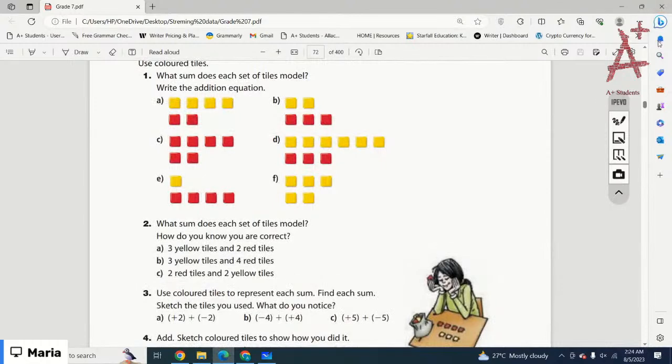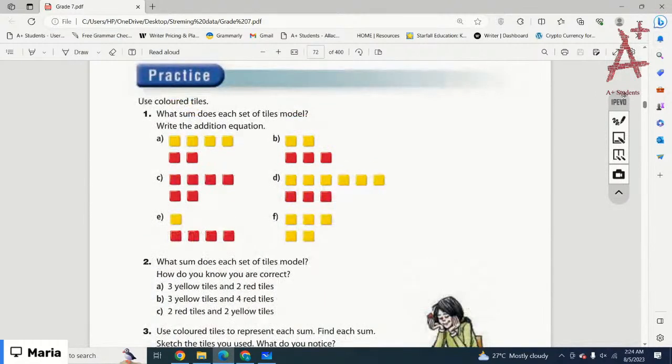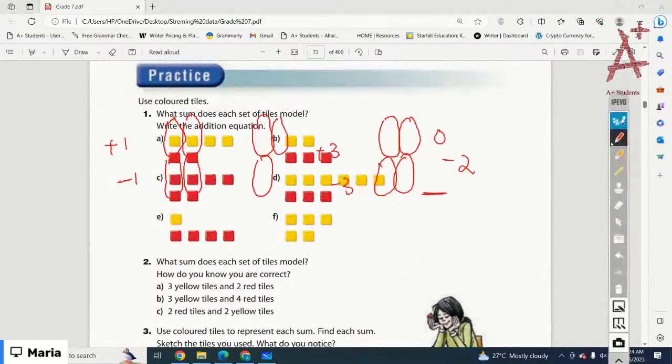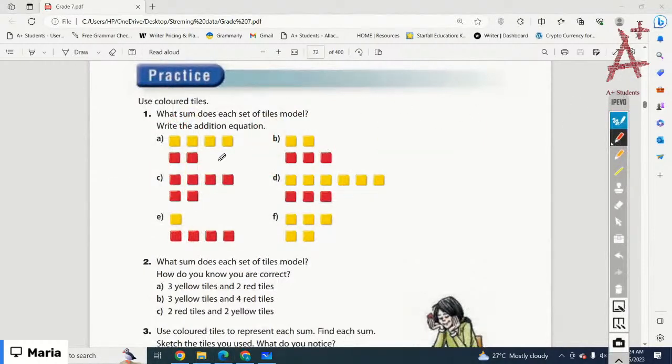Okay, here it is. What sum does each set of tiles model? You have to see what sum they model. The yellow tiles mean a positive number, so this is positive 4. The red tiles represent negative 2. So it is positive 4 plus negative 2, and you are left with 2 yellow tiles. That means the answer is positive 2, right?